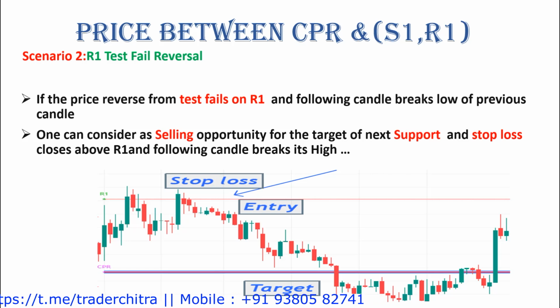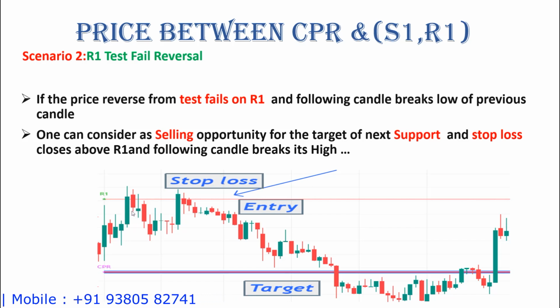In case we get a green candle and immediately after that a red candle, as we can see here, the green candle and after that the red candle, one can consider it a selling opportunity for the target of the next support. What is the next support below R1? It is the CPR. The stop loss is a close above R1 and the following candle breaks its high.